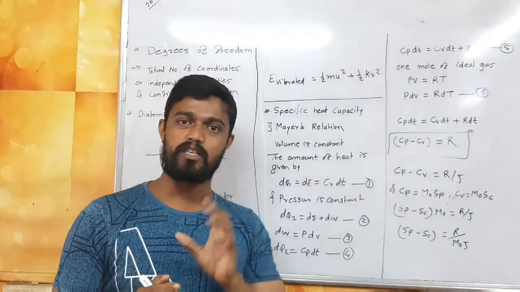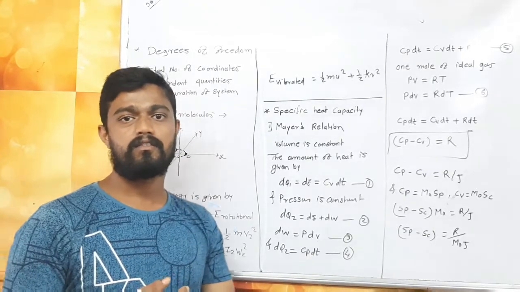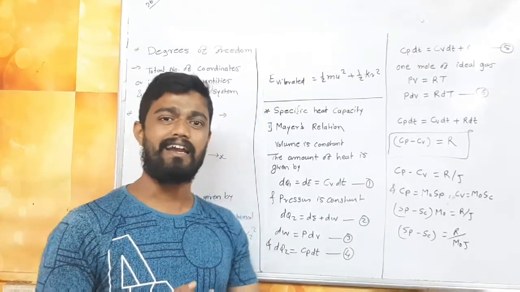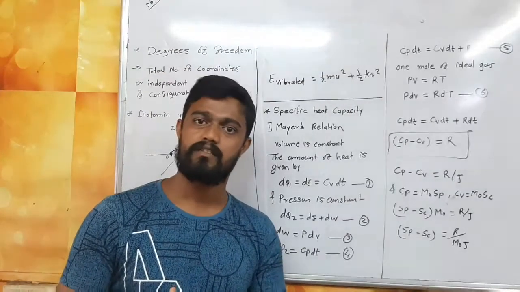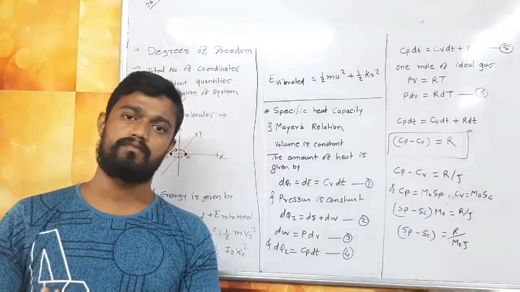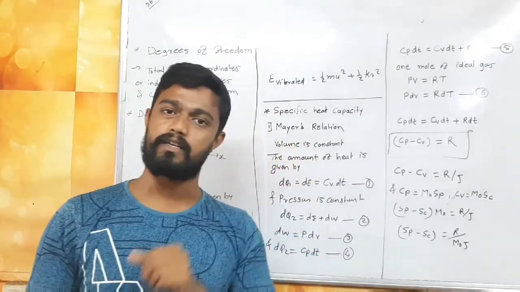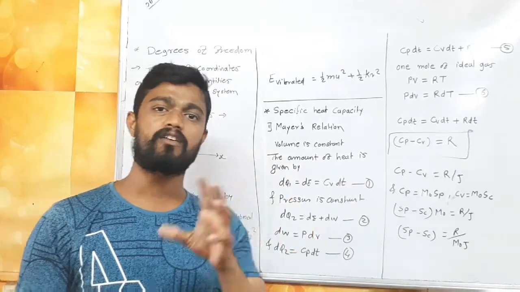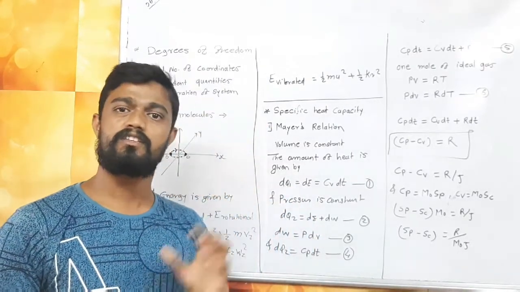First, the total number of coordinates or independent quantities, and last is the configuration of the system. The degrees of freedom depend on your total number of coordinates or independent quantities and the configuration of the system. This is called degree of freedom.